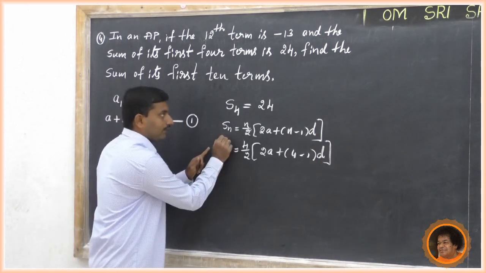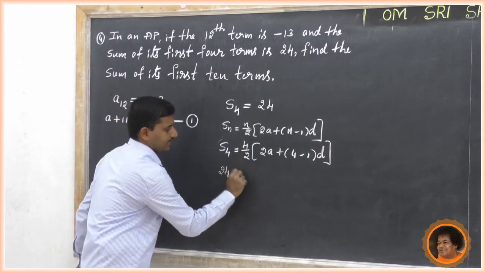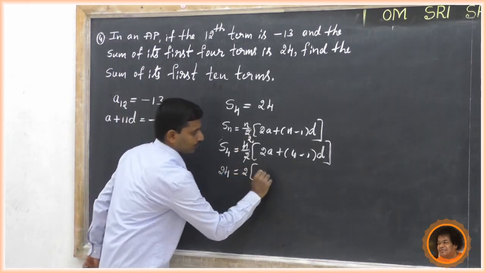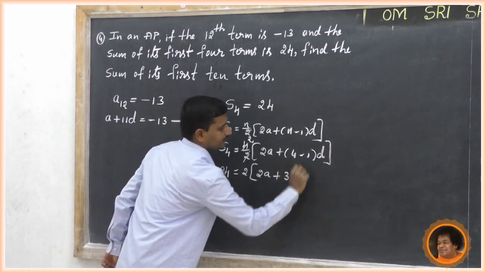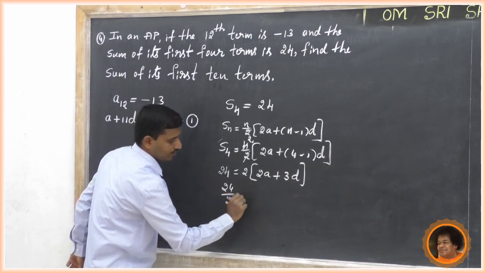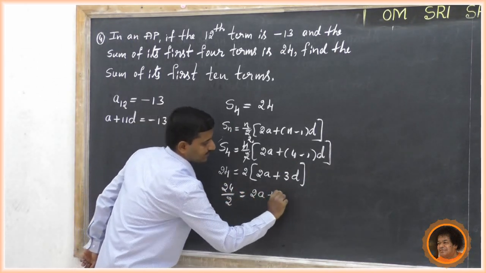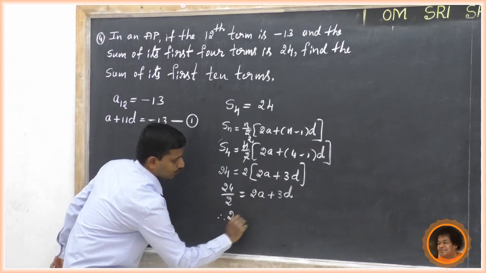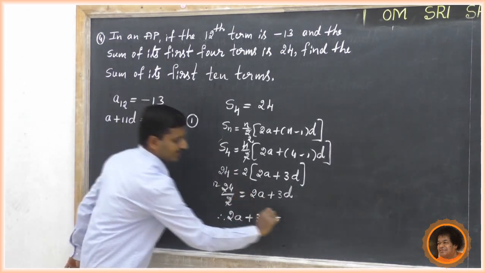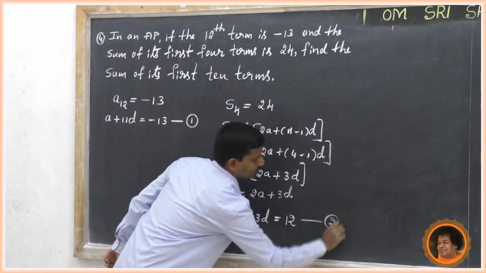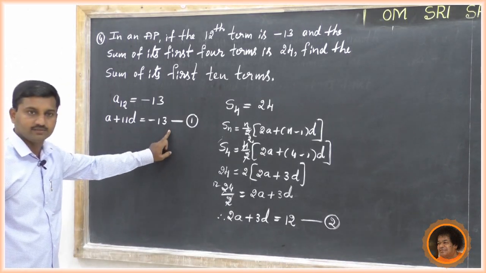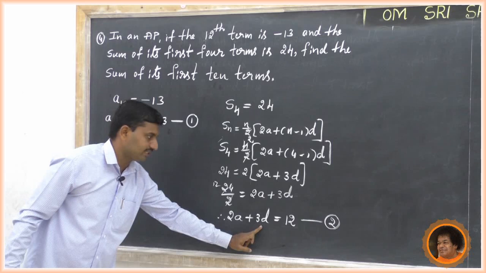Now S4 given, that is 24 equal to 2 ones are 2, 2 2s are, so 2 into 2a plus 3d. Now transpose the coefficient term, so that is 24 by 2 equal to 2a plus 3d, or in other words 2a plus 3d equal to, divide, 2 ones are 2, 12 2s are, so answer is 12. So let it be equation number 2. Go through the equation 1, a plus 11d equal to minus 13. So the second equation, 2a plus 3d equal to 12.